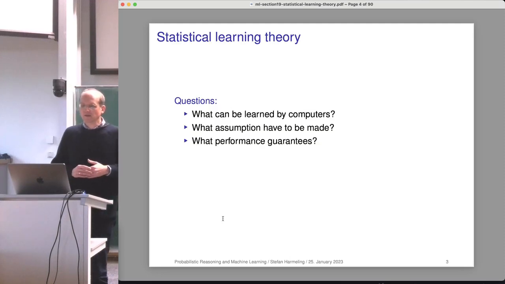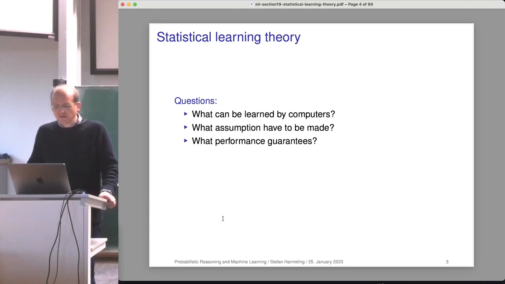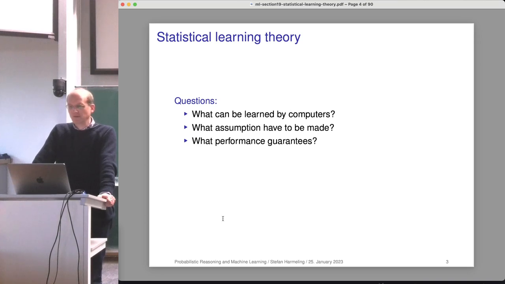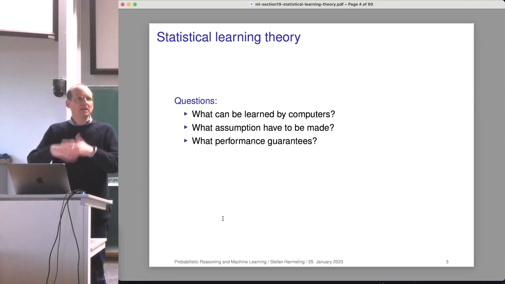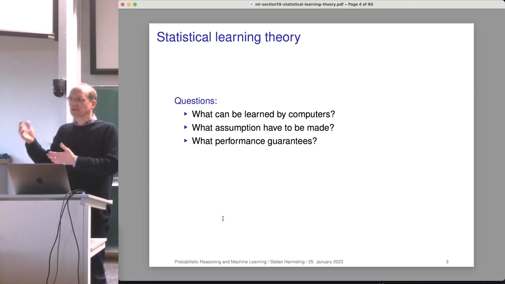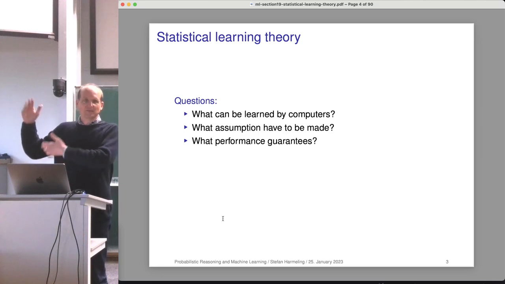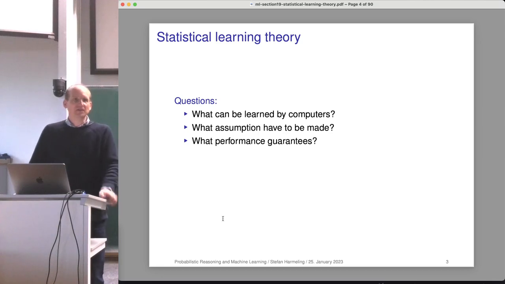Let's get started. What questions are we asking in statistical learning theory? We want to ask these super big, bold questions. What can be learned by computers? Very general question. What assumptions do we have to make to do learning with computers? And what performance guarantees can we give if we see n data points, for example? Those are the big questions. And of course, during this lecture, we won't answer them. But this is like the far away goal, and the theory develops steps towards getting a better understanding of these questions.